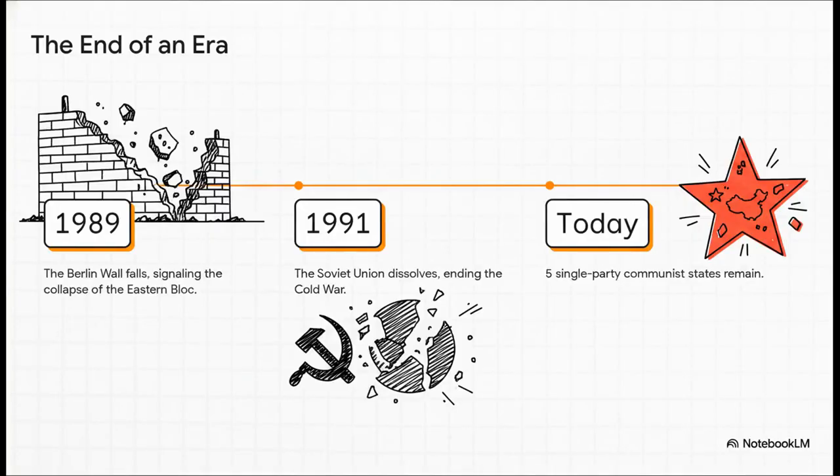While the end of the Cold War happened incredibly fast, the fall of the Berlin Wall in '89 was followed by the collapse of communist governments all across Eastern Europe. And then, in 1991, the Soviet Union itself just dissolved. Today, only a handful of states officially run by a single communist party are left.